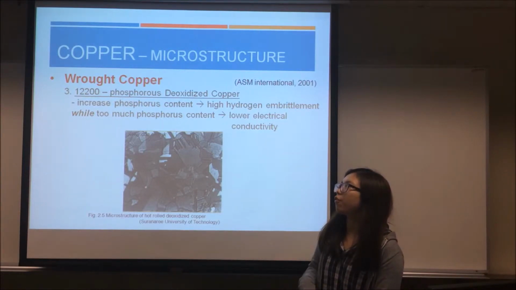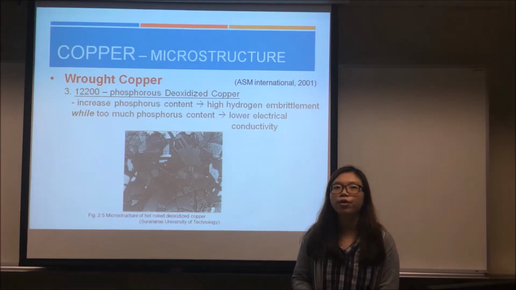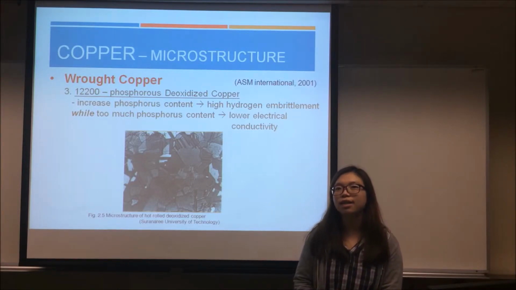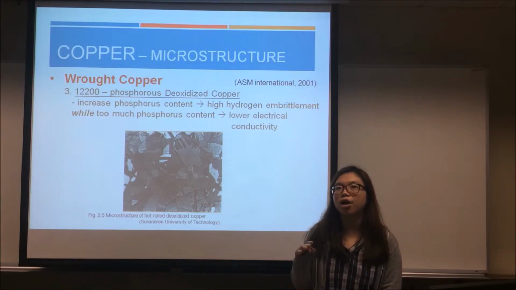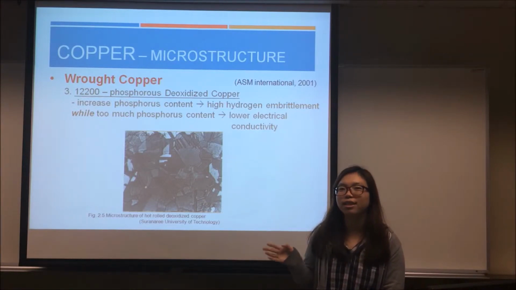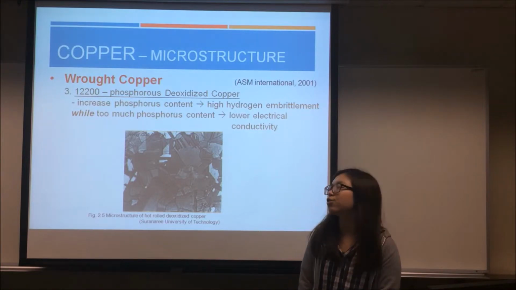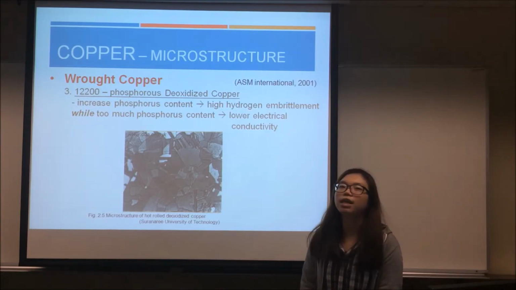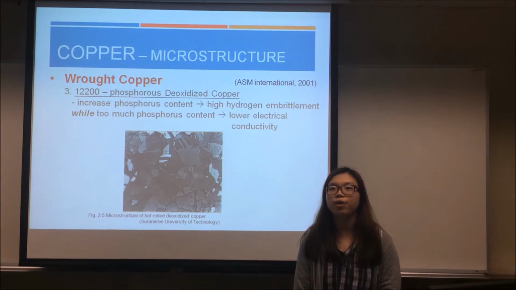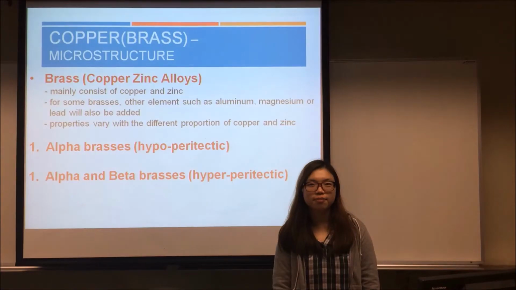Moving to the last part of the raw copper, the phosphorus deoxidized copper. This copper underwent deoxidization with phosphorus in order to remove the oxygen, by which resistance to hydrogen embrittlement can be achieved. However, due to the relatively high content of phosphorus present in the copper, the electrical conductivity is thus reduced.